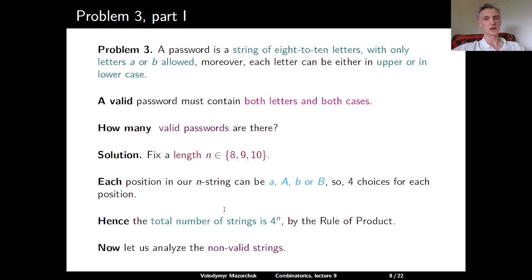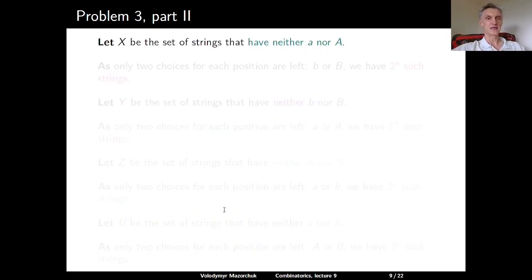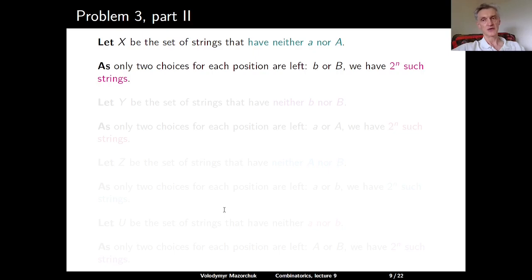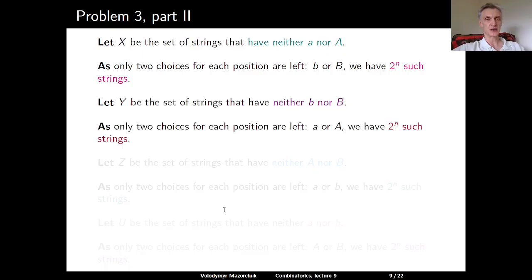Now let us analyze the strings which are not valid, so the forbidden combinations. Let X be the set of strings that have neither lowercase a nor uppercase A, so there is no A there. So the only two choices for each position which are allowed are lowercase b and uppercase B, so we have 2 to the power n such strings. Let Y be the set of strings where we have no b, no lowercase b, no uppercase B. So the only two choices for each position which are allowed are lower and uppercase A, 2 choices, so we have 2 to the power n such strings.